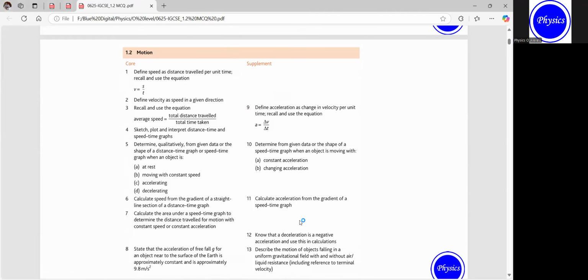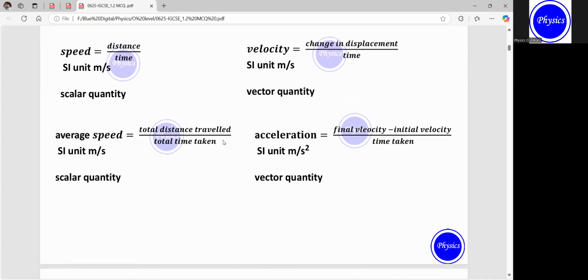Okay, this is the syllabus. 1.2 deals with motion, where we define speed, velocity, acceleration, distance time graph, speed time graph, then free fall of an object with air resistance, without air resistance. Okay, these are the main subheadings under this topic.